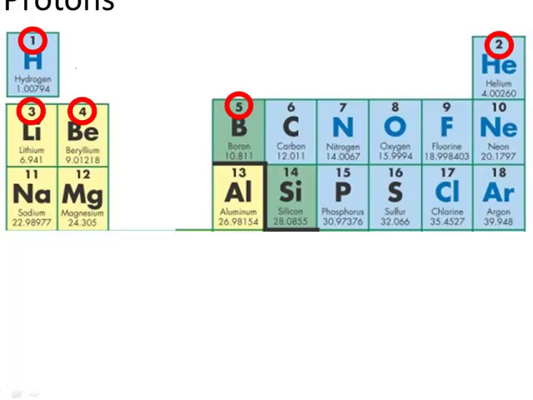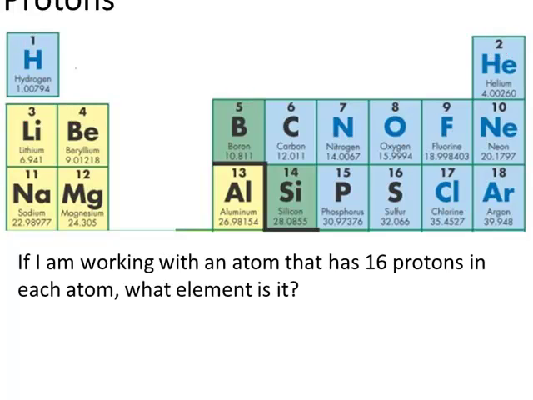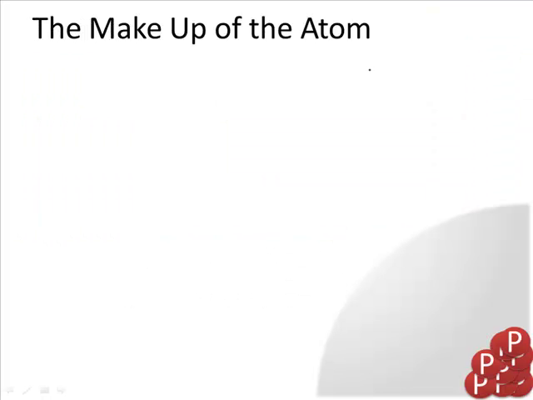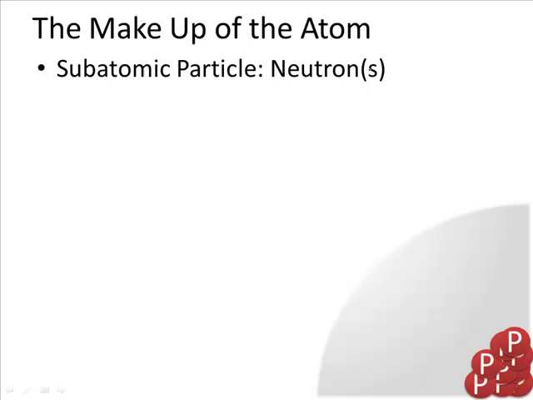Let's see if you can use this information to find out something about the periodic table. If I'm working with an atom that has 16 protons, what element am I working with? Well, looking at your periodic table or the one on the screen, you simply need to find the square that has the large number 16 in it. In this case, it's sulfur. So the answer to this question is, if I'm working with an atom that has 16 protons, it must be the element sulfur.